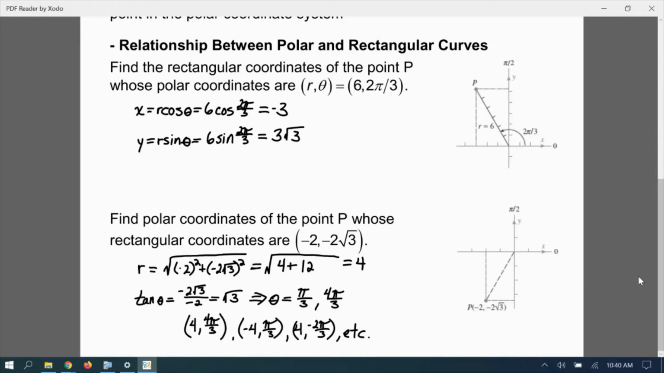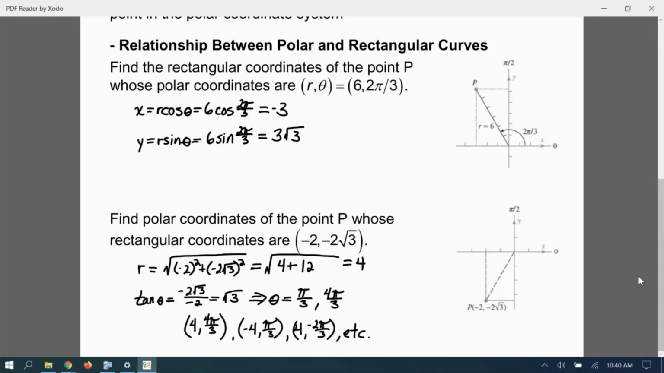And then I just did tangent theta is y over x, and I found that theta could be pi over 3. Clearly, we're in the third quadrant, so really I'm going to want to use the 4 pi over 3 value there, but the pi over 3 can come into play, and that's one of the things that you see here with my solution.